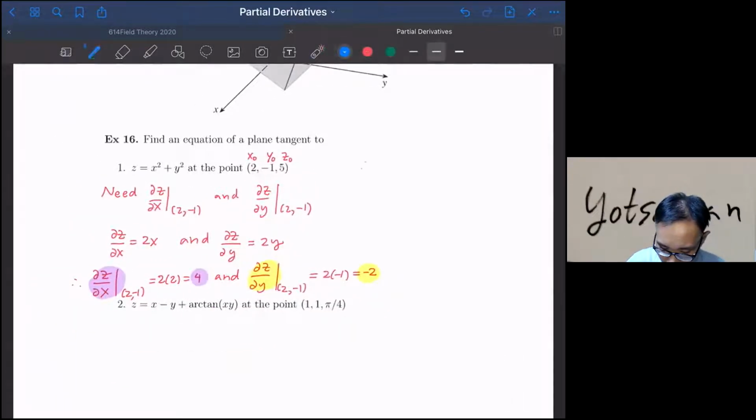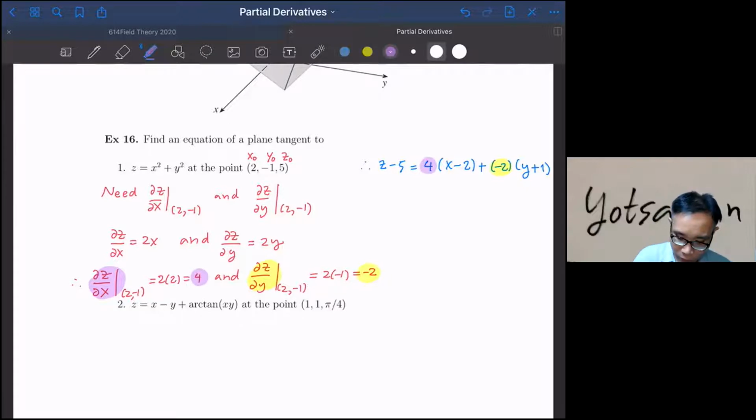So this will allow you to have z minus 5 equal to 4 times (x minus 2), minus 2 times (y plus 1). For this one, you have -2, which is the yellow one, and the purple one, 4. You see that it is just plugging in x0, y0, and z0, and this gives you the tangent plane. So that will be our final answer. I will let you do number 2 on your own. You need the purple one and the yellow one in order to obtain the tangent plane.